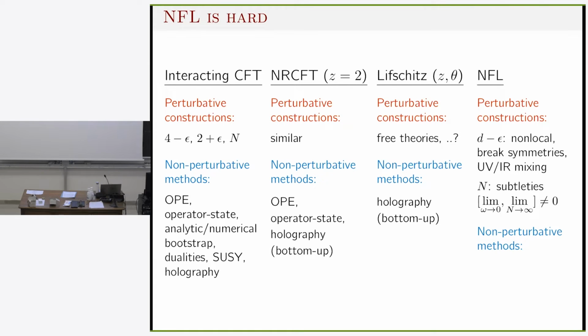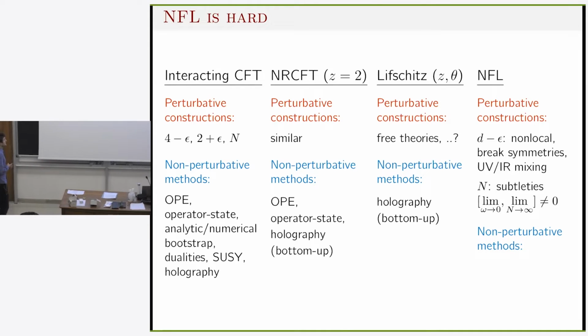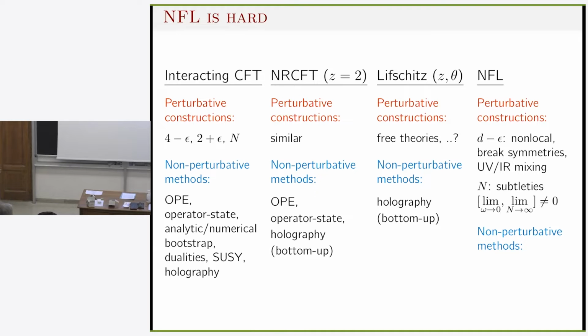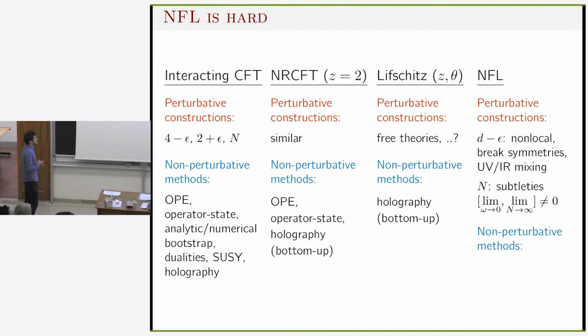And non-Fermi liquids are even more complicated because of this large amount of gapless stuff. So even perturbative constructions are quite difficult. We have some d minus epsilon type approaches, but they all have some nasty features. Either they're non-local, or they break important symmetries like charge conservation or momentum conservation, which you certainly care about. Some have UV-IR mixing, which suggests that something's going wrong with the way RG is organized.